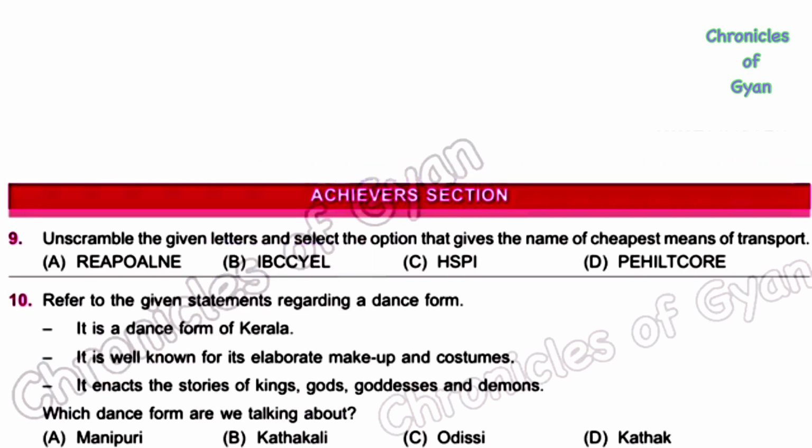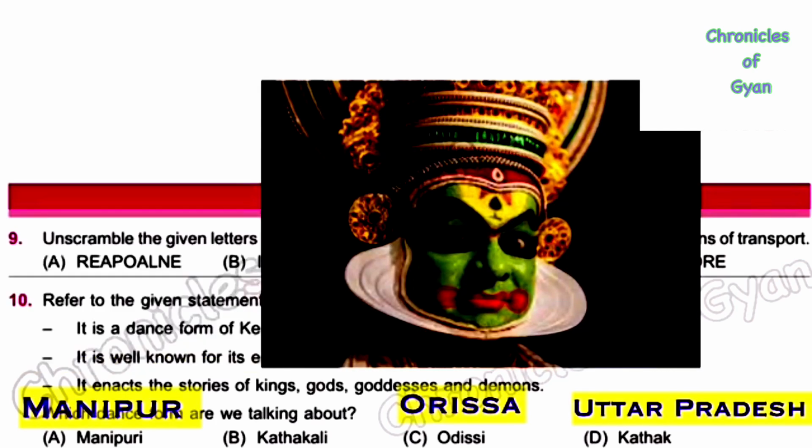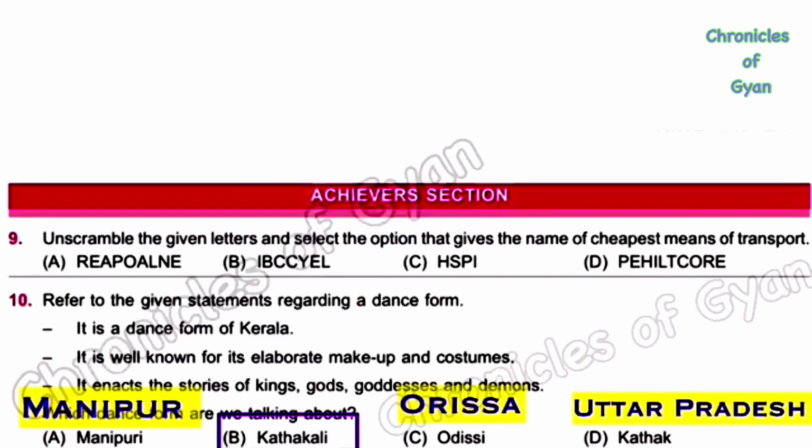Question 10. Refer to the given statements regarding a dance form. It is a dance form of Kerala. It is well known for its elaborate makeup and costumes. It enacts the stories of kings, gods, goddesses and demons. Correct answer is option B, Kathakali.